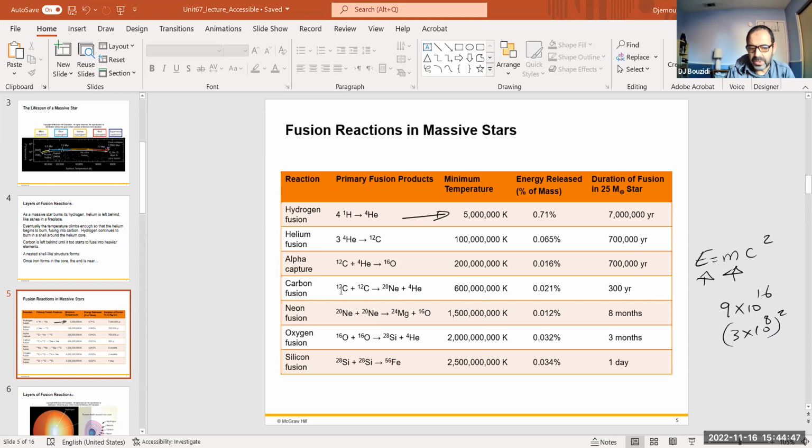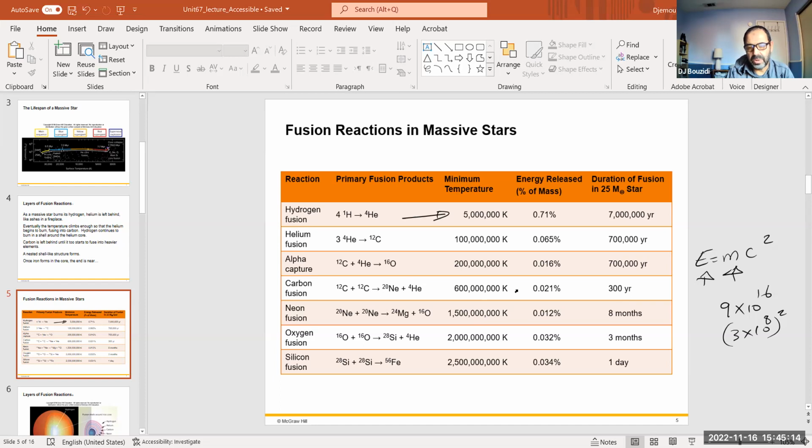In which case, the carbon starts to fuse with carbon and forms neon, and plus, of course, helium in this case. And this process is super fast compared to the previous ones. So if this one takes 7 million years, these two processes take almost 1 million years each. This one only 300 years. This is nothing. This is like a blink of an eye in terms of the ages of the stars.